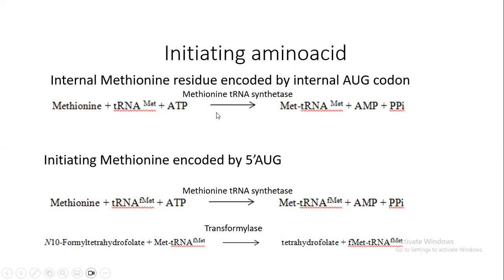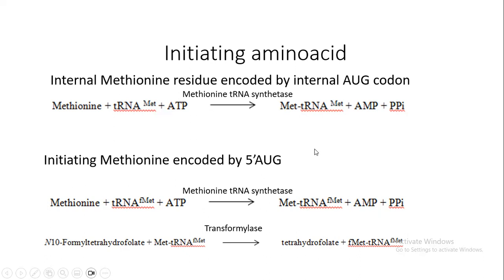So, the first step involves bond formation between methionine amino acid and transfer RNA molecule. The transfer RNA molecule for methionine is known as transfer RNA methionine.